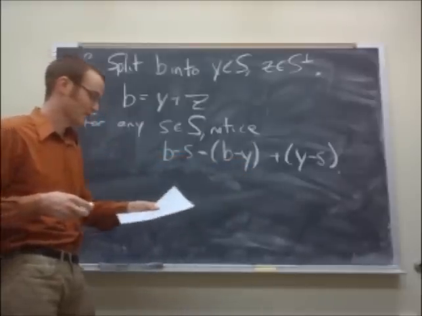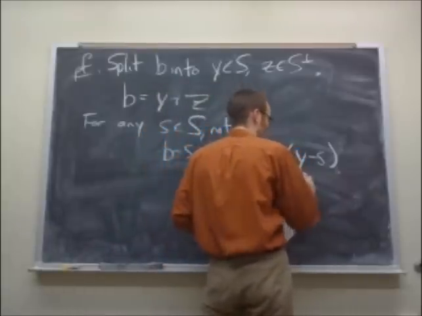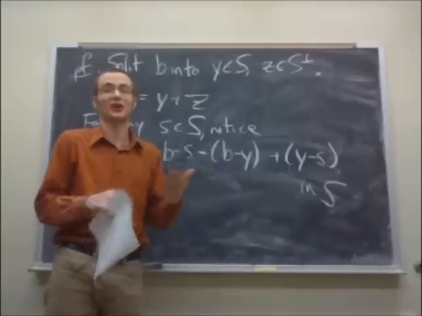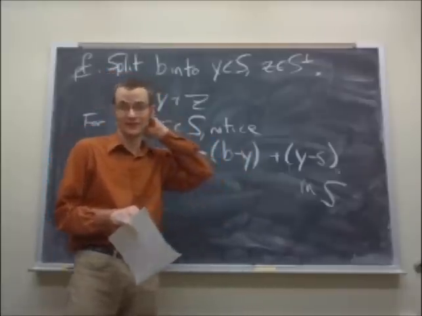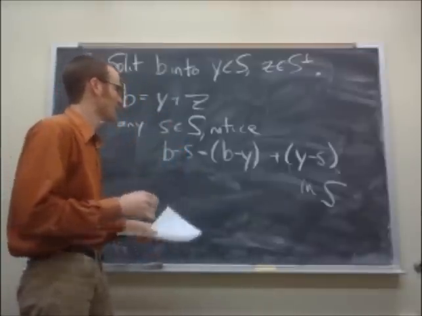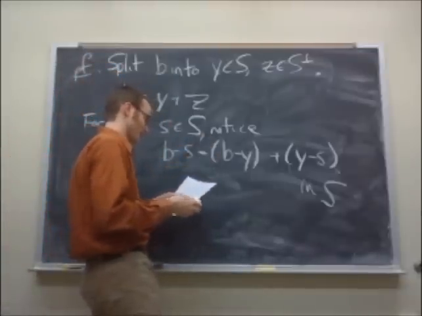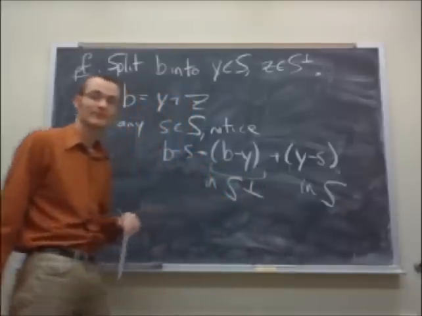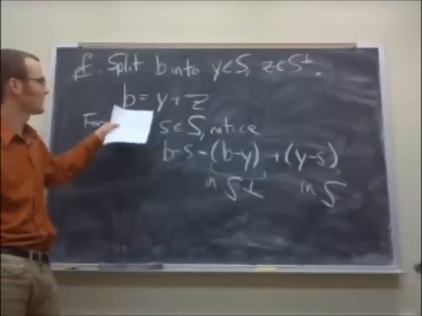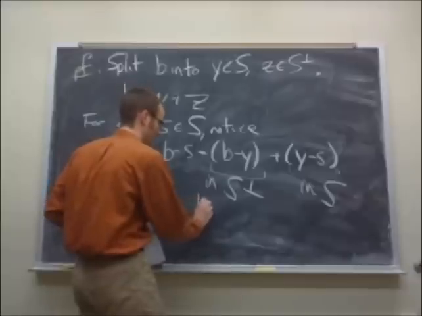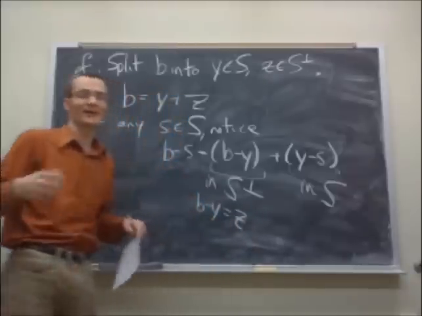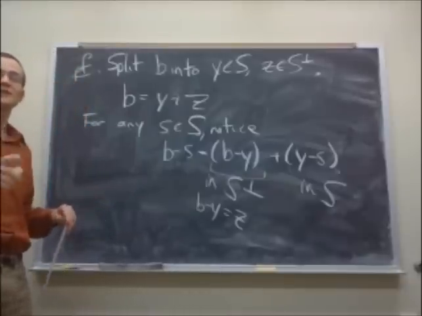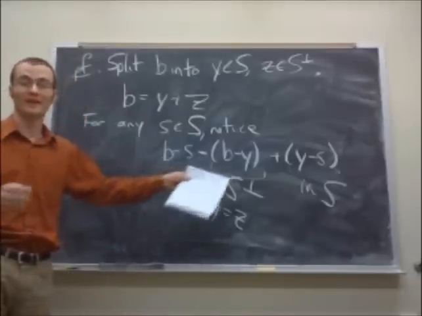Now, why did we do this? Well, y minus s is in S, because both y and s are in S, and it's a subspace, so when you subtract them, it's still in S. B minus y, on the other hand, is in S perp. And why is it in S perp? Well, b minus y is just equal to z, and z, by definition, is in S perp. So we're good. Why did we do this? Well, this is going to let us use the Pythagorean theorem.